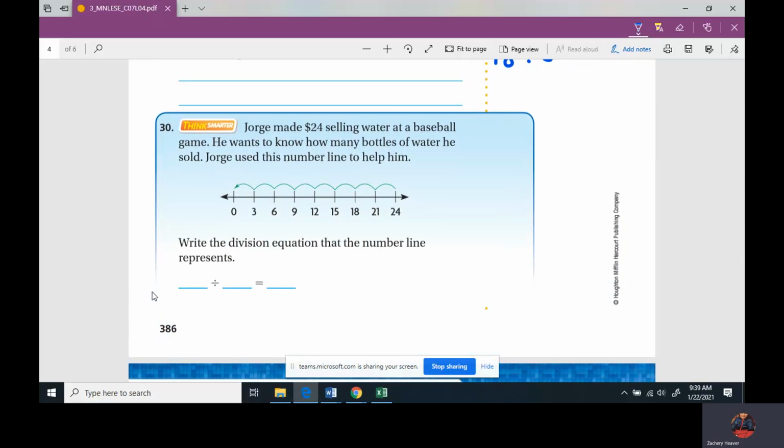I want you guys to try to figure this out, except Brett. See if you guys figure that. Jorge makes, or George, either one. George makes $24 selling water bottles at a baseball game. He wants to know how many bottles he sold. So find out what your dividend is, find out how much you're jumping each time, and then find out how many jumps you had.